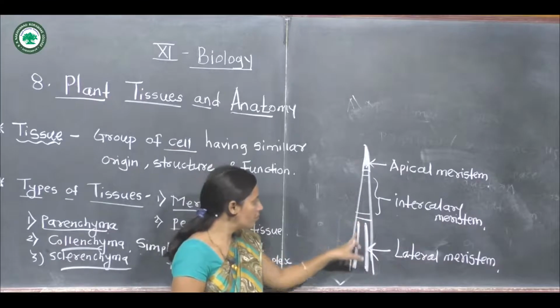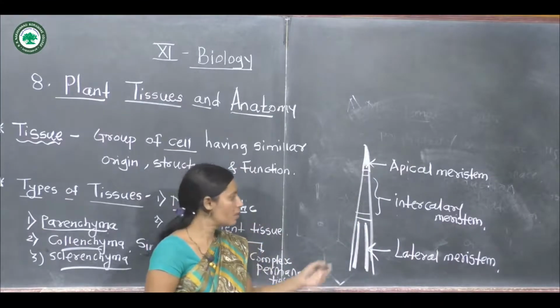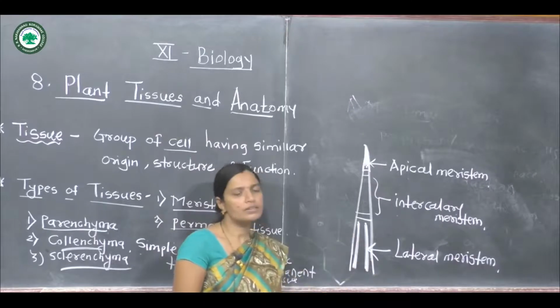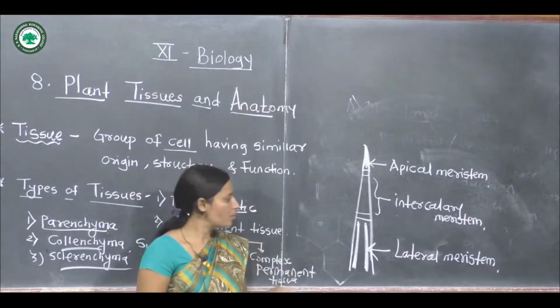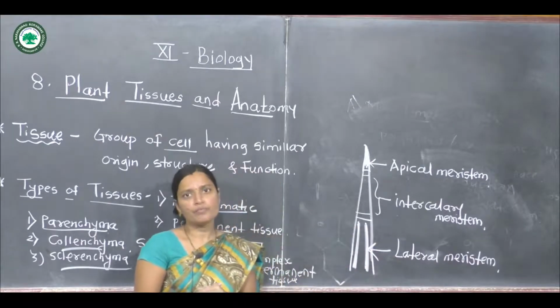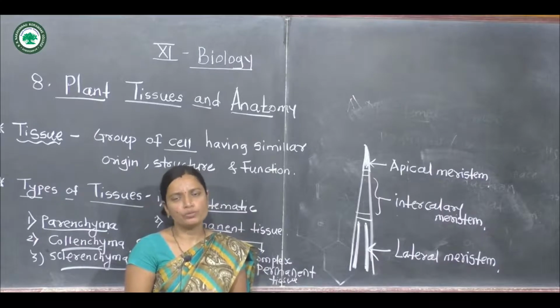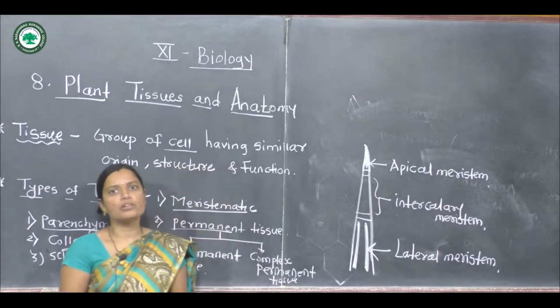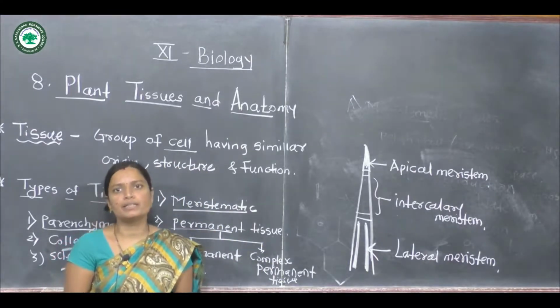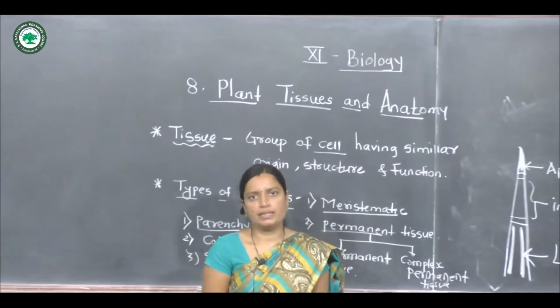And now this lateral meristem is found in the cork cell or bark cell. It has an important function for protection, and it is also a meristematic region, where the fascicular bundles are found. Now these are the three types of the meristem: apical meristem, intercalary meristem, and lateral meristem.